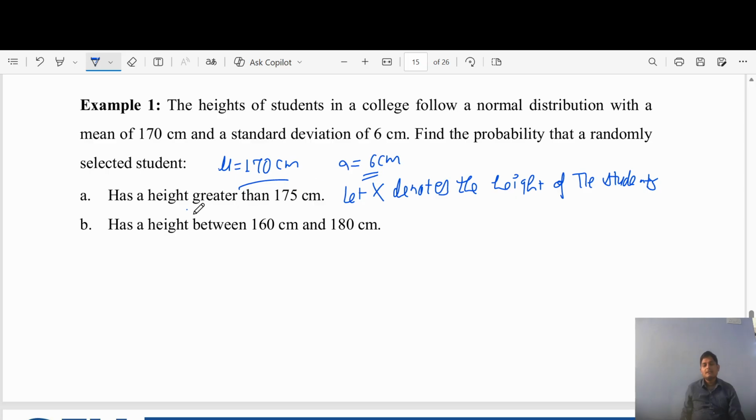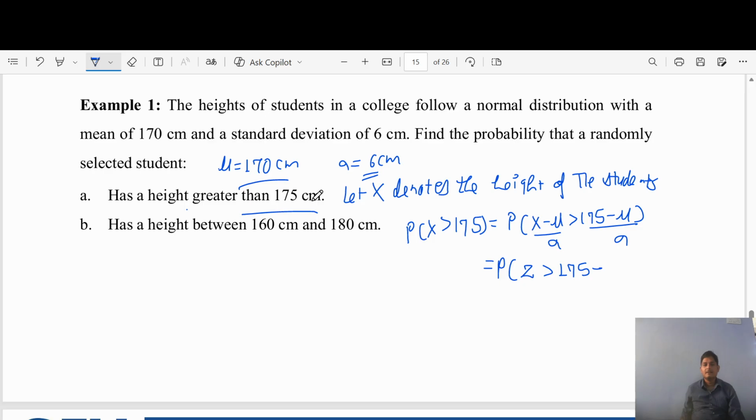What is the probability that if we select a student, the student's height is greater than 175? So P(X > 175). We subtract mu on both sides, 175 minus mu, and divide by sigma on both sides. So (X minus mu) by sigma is nothing but Z. For 175, mu is given as 170, and sigma is given as 6 centimeters.